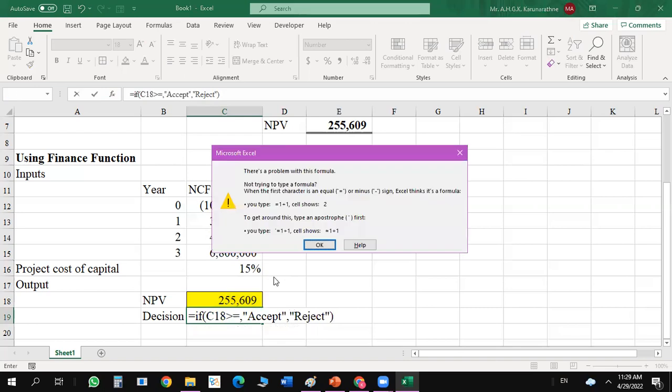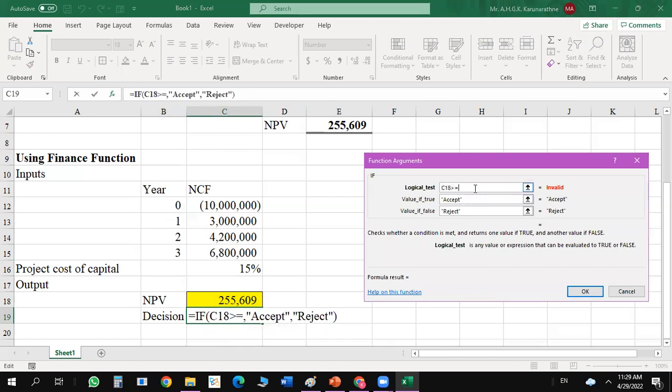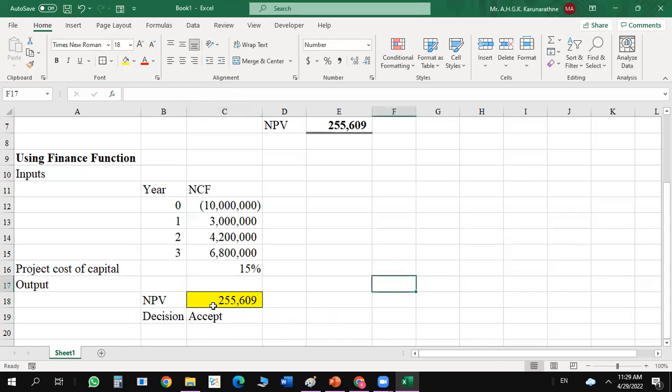If C20 is greater than or equal. Then explain that, yes, greater than or equal what? 0. Right, okay. Right. So these are our decisions.